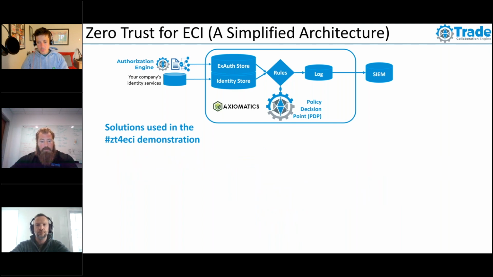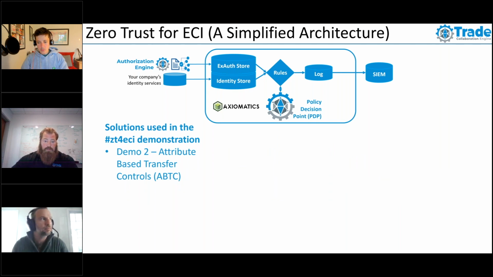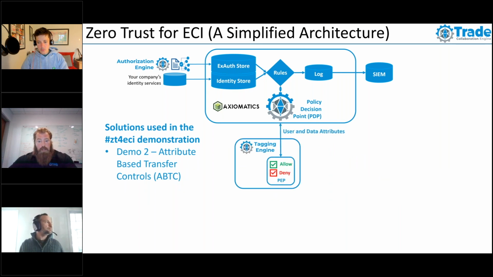And then demo 2, we're going to do attribute-based transfer controls. Within our tagging engine, we've also deployed a PEP. As users say, hey, I've got this data that I want to export, they're going to drag and drop it on an export authorization line item that they've been approved to use. We're going to get the metadata tags that are required for compliant release. And then as they want to share that with users, we're going to do the allow or deny decision.